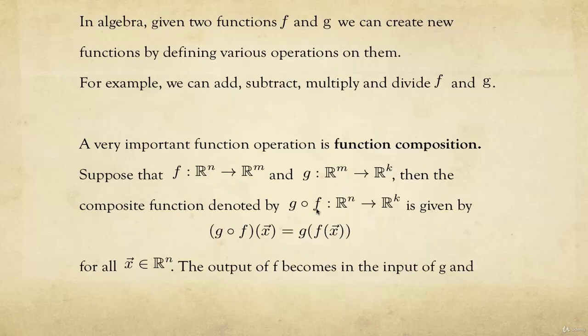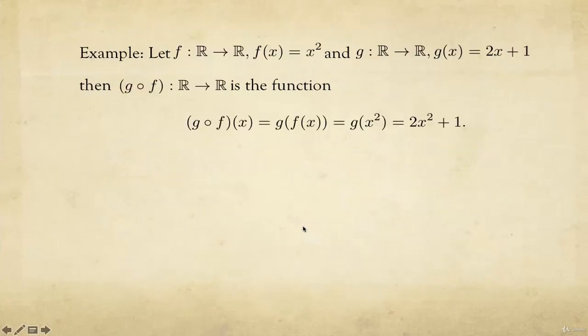In fact, the order of operation here is that, given an input x, we apply f first and get the output of f. And then we take the output of f and input it into the function g. So again, we apply f first and then we apply g to it. So for example, here are two functions. g circle f is applying first f, where f of x is x squared in this case, and g of x is 2x plus 1, so g of x squared is 2x squared plus 1. So the output of f becomes the input of g.